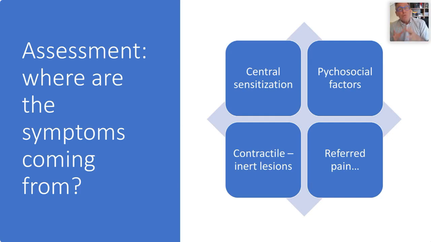I also would like to know if there is a local problem in the shoulder, which kind of problem? Is it a contractile problem or is it an inert problem? And what's the difference between the 2? Well, contractile: muscle belly, musculotendinous junction, the tendon, insertion. What is an inert lesion? That's all the rest: capsule, ligament, bursa, this kind of structures.